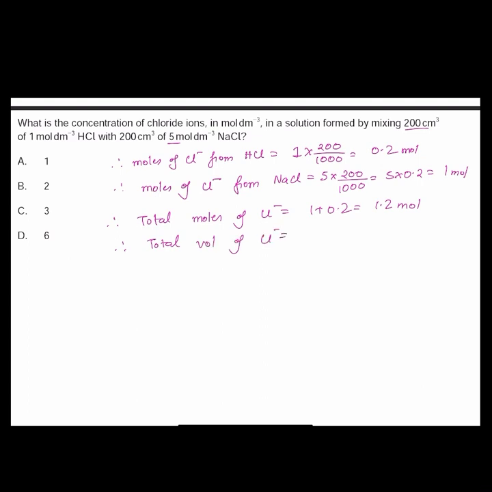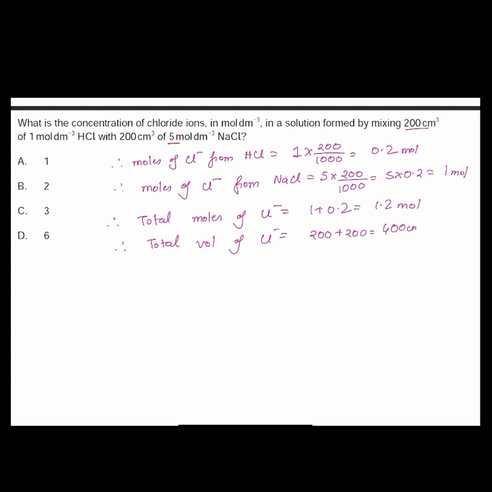Now we have to find the moles of Cl minus from NaCl. It will again be concentration times volume. Concentration is 5 and volume is 200, again convert the volume to dm cube. So 5 times 0.2 will be equal to 1 mole, right? So we have to find the total moles of Cl minus, that is 1 plus 0.2, that is 1.2 mole. Now the total volume would be 200 plus 200.